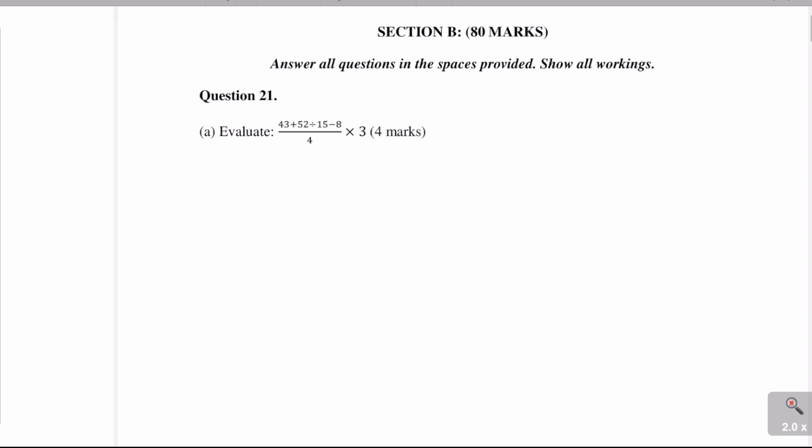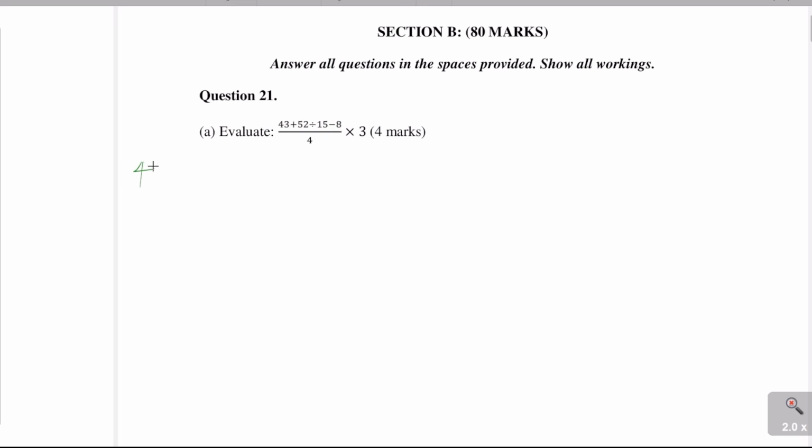Section B, 80 marks. Answer all the questions in the spaces provided. Show all the workings. Question 21. Part A, evaluate. So you're supposed to evaluate this expression that is given here. 43 plus 52 divided by 15, subtract 8, everything divided by 4, multiply by 3. Now we shall begin with whatever we have here in the numerator. So 43 plus 52. So we start with that.